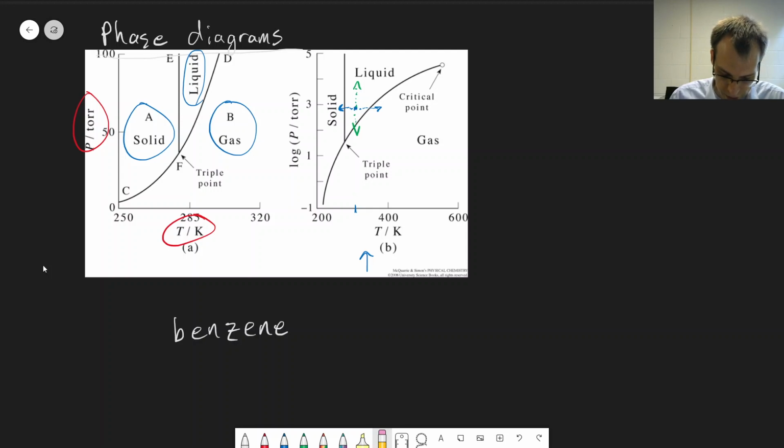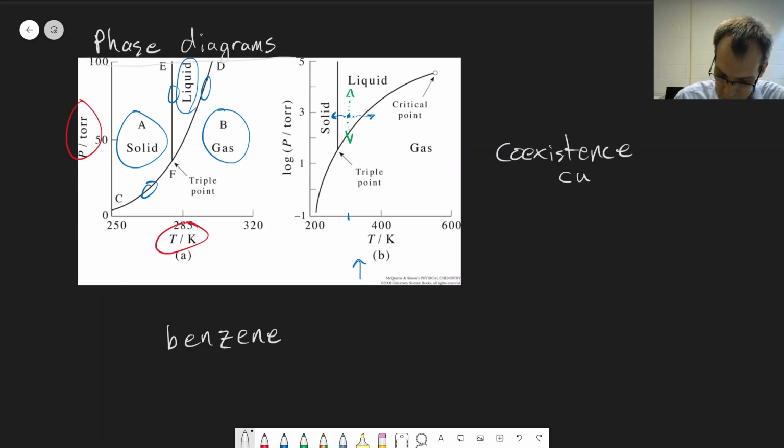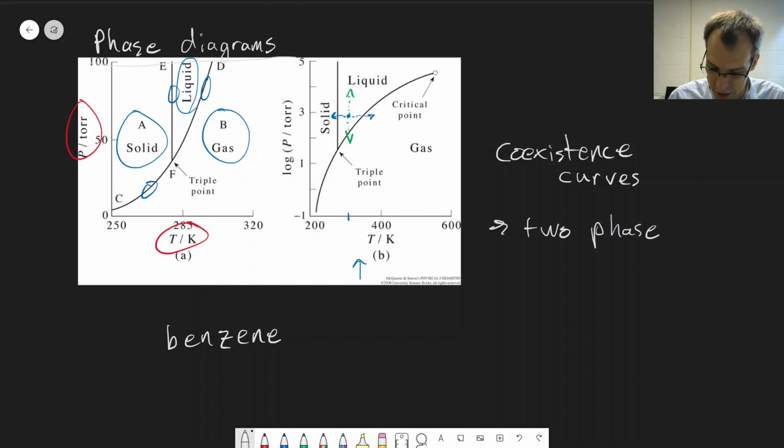The next things to look at are what do the lines on a phase diagram represent, right? So we have these lines here between these phase boundaries. And what do these represent? These are called coexistence curves, and they are points on the phase diagrams where two phases are in equilibrium with each other, where they will both exist together. So two phases coexist along these lines.